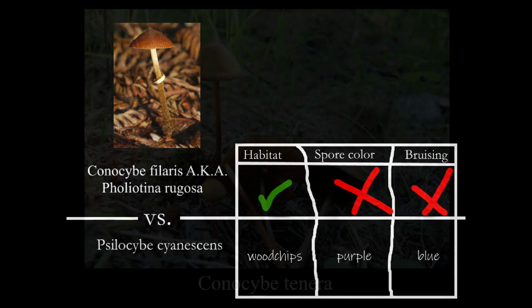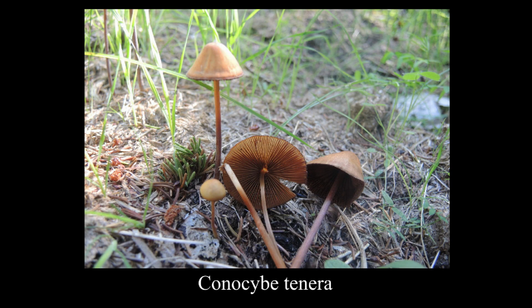The type species of the genus Conocybe is Conocybe tenera. This is another mushroom you will frequently encounter. It can be easily recognized by its fragile texture and cone-shaped cap.